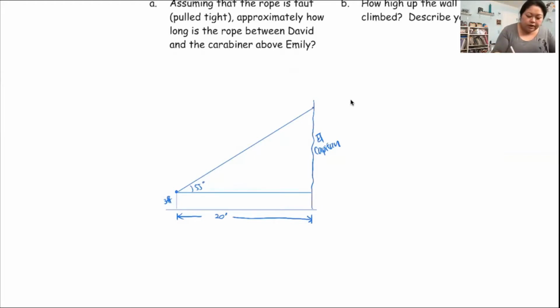So this is not where Emily is. This is a carabiner, the hook into the rock. Emily is actually here somewhere. Okay, it looks really bad. It should be right around her waist. Sorry, it's not hung on her head. It's not going to be right at Emily, it's going to be a little bit above her. All right, so we're looking for this x here.